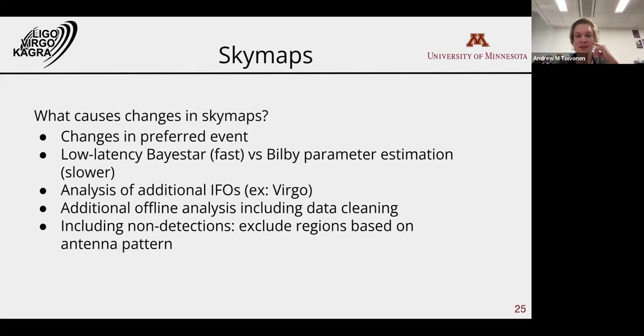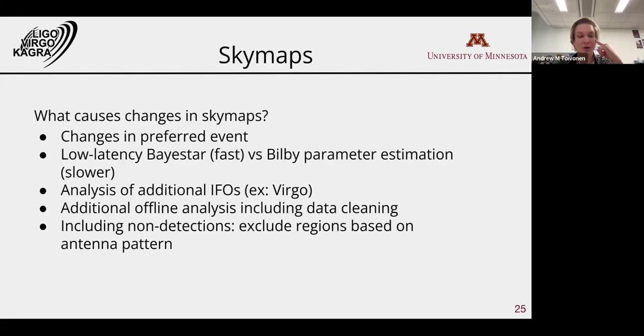Okay, and so sky maps, this is another thing. If you follow these, you'll see the sky localizations that get put out by a collaboration. And you'll see that they will change over time, usually getting better, luckily. But what actually causes those changes in sky maps? So first, changes in preferred event.